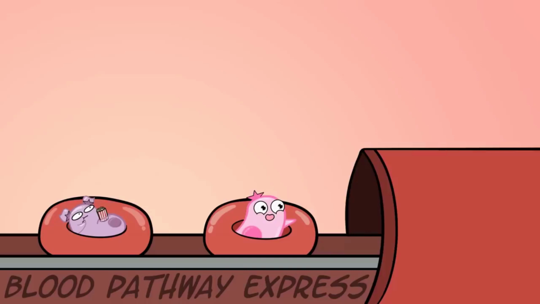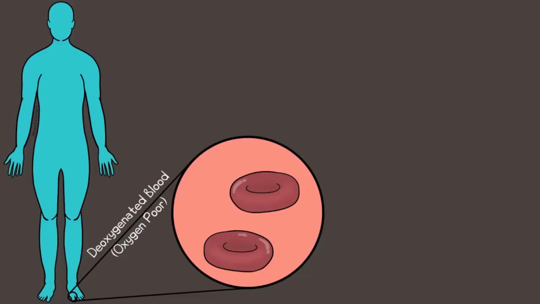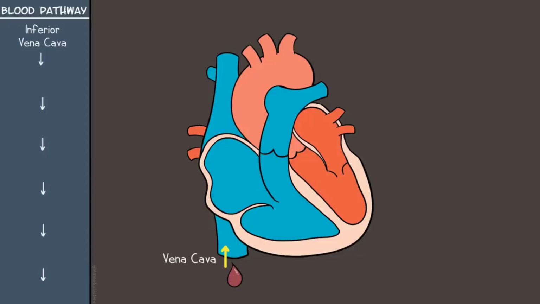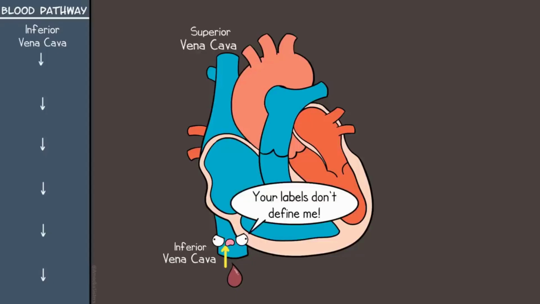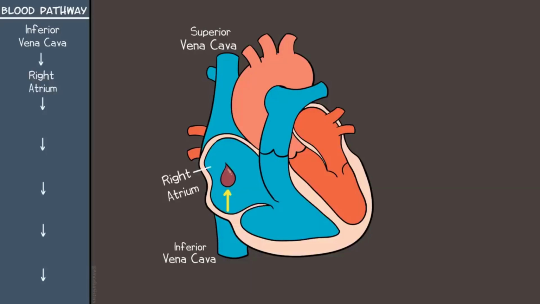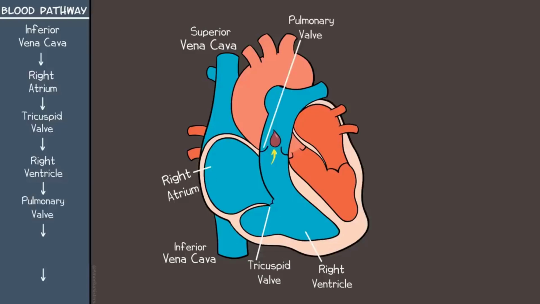We're going to start with blood that is in a human toe. This blood is deoxygenated. It needs to get to the heart so that it can be pumped to the lungs to pick up oxygen and then be spread throughout the body. It's going to get there through the vena cava, inferior vena cava to be specific, as the superior vena cava is above the heart. The blood enters the right atrium. The right atrium contracts, pushing the blood through the tricuspid valve into the right ventricle. The right ventricle contracts, pumping the blood through the pulmonary valve to the pulmonary artery.